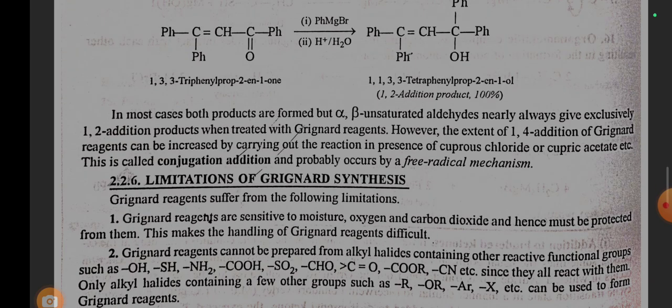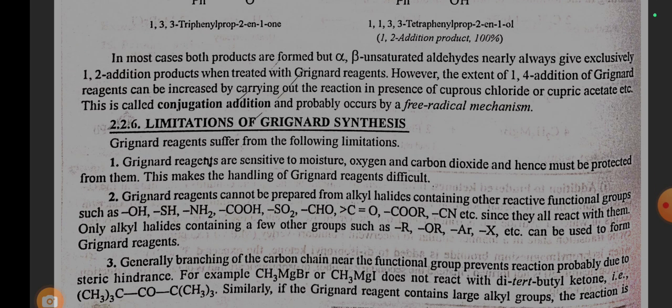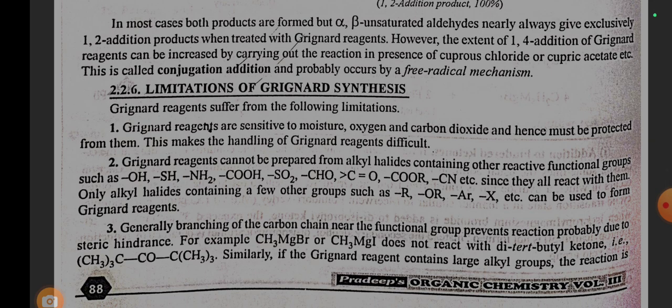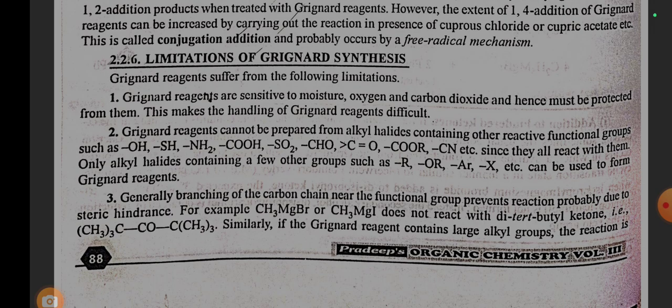PhMgBr. In most cases, both products are formed, but alpha-beta unsaturated aldehydes nearly always give exclusive 1,2 addition products when treated with Grignard reagent. However, the extent of 1,4 addition of Grignard reagents can be increased by carrying out the reaction in presence of cuprous chloride or cupric acetate, etc. This is called conjugate addition and probably occurs by a free radical mechanism.